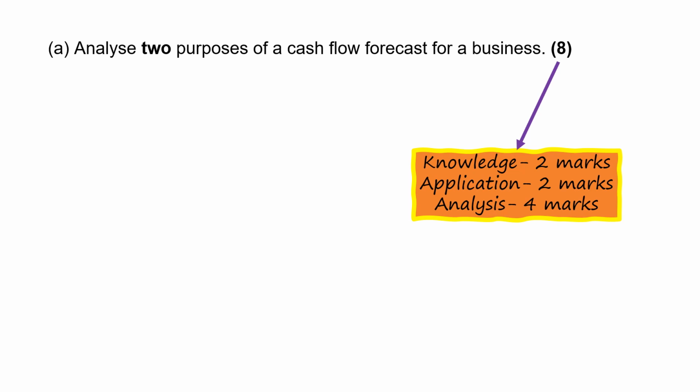Okay, let us highlight the business terminology here. Say cash flow forecast. The command word is analyze. We have to provide details of two purposes of a cash flow forecast for a business. And here, just try to see that we don't have any specific business context. All right. So it is general. If you want to use any example, you can use your examples.